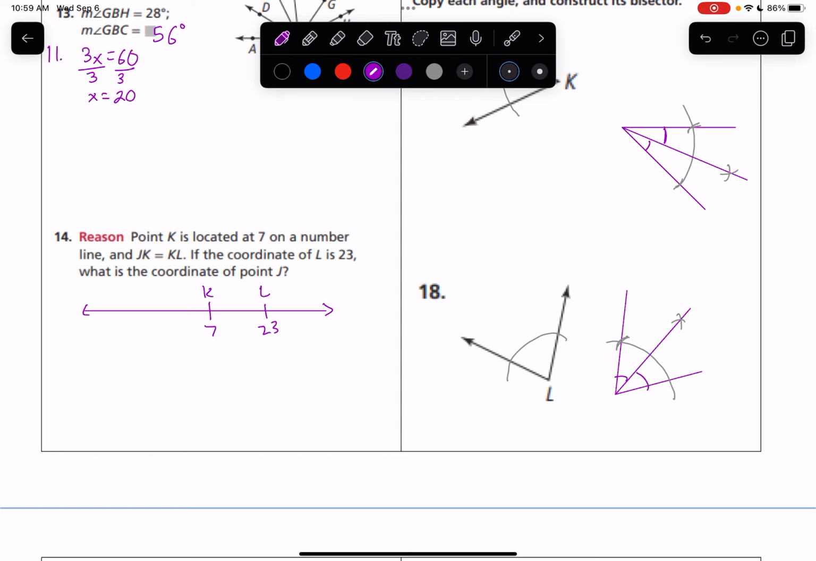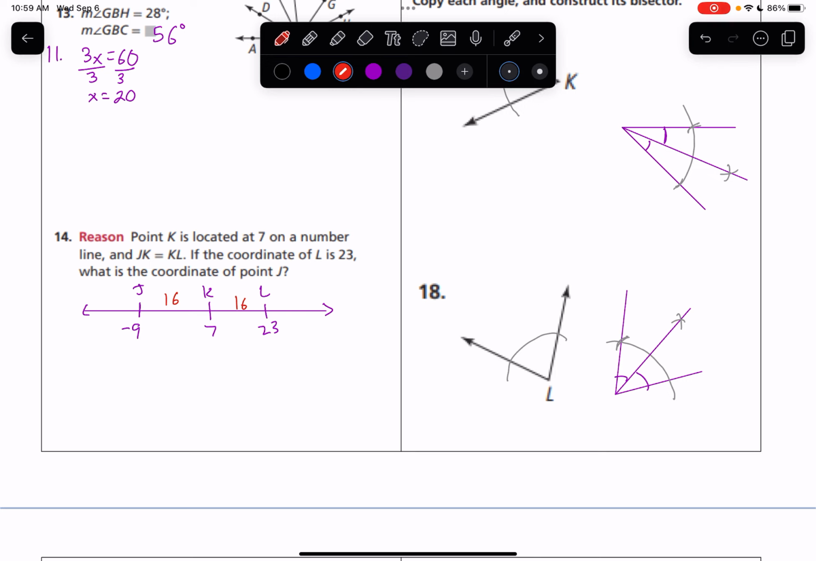So there are actually two possible answers for this. First, we need to figure out the distance between K and L. So we would do 23 minus 7. And that is going to give us 16. So there are 16 units in between here. So the thing is, it doesn't say that J must be on the left side here. It could be. We could go 16 more units this way. And if we did go 16 more units to the left and say that that could be J, then that would be 7 minus 16, which would be negative 9. So again, there'd be 16 in between.